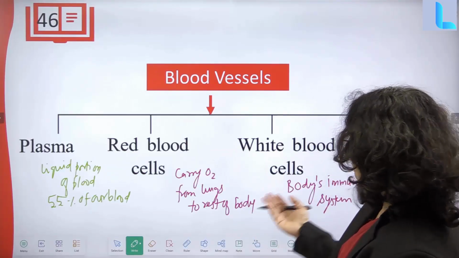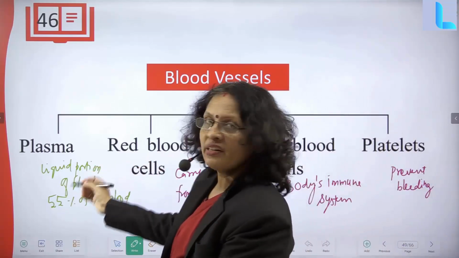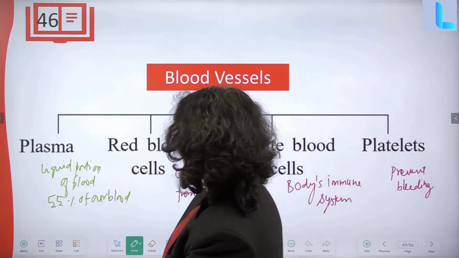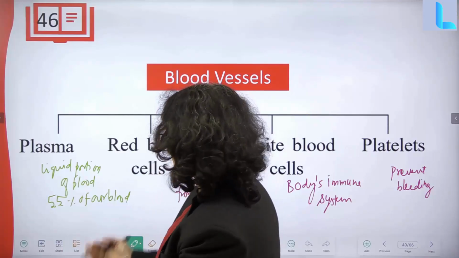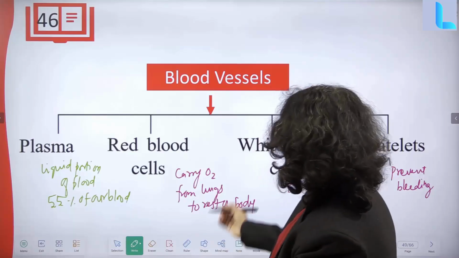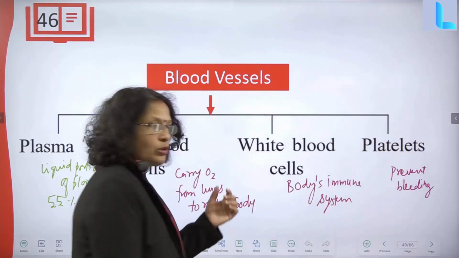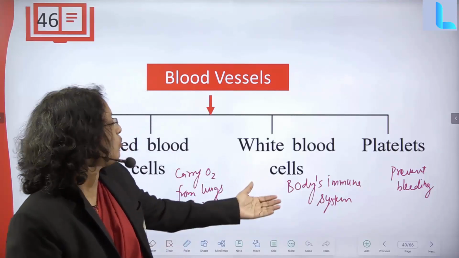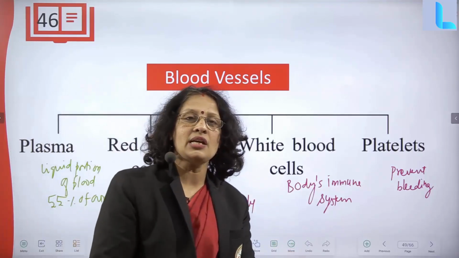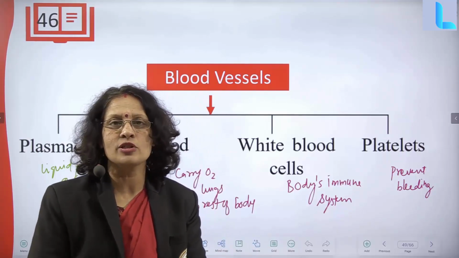Now these are the parts of blood. The liquid portion of blood is called plasma. 55% of our blood is plasma. Okay. Then RBCs, red blood cells, carry oxygen from the lungs to different parts of the body. Then WBCs, white blood cells, are the body's immune system, meaning they fight any kind of infections around us. There are plenty of infections around us.